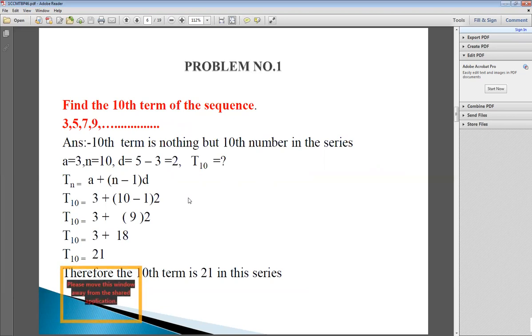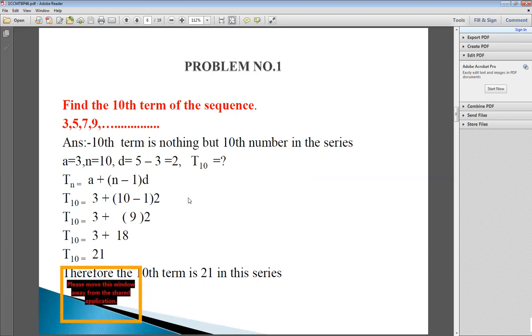If there is a constant difference between all the numbers, that is, the difference between all the numbers is the same, then such a series is called an arithmetic progression or arithmetic series. Here we need to calculate the 10th number in the series. The first number given in the series is 3, and the total number of terms is 10. The difference between two numbers, taking any pair, 5 minus 3, 7 minus 5 or 9 minus 7, is the same, that is plus 2.